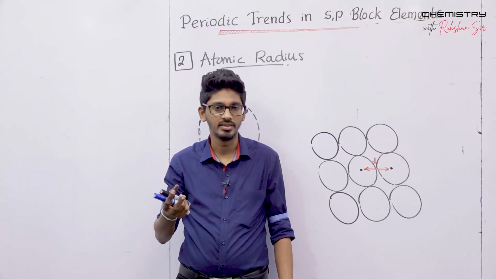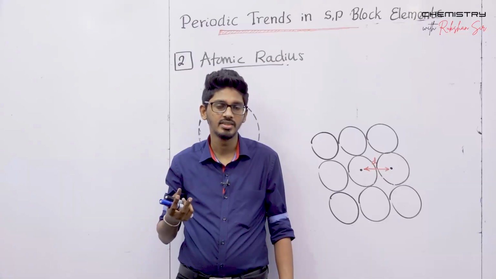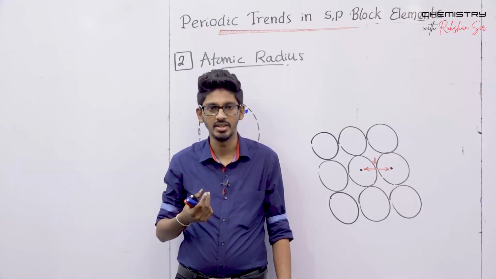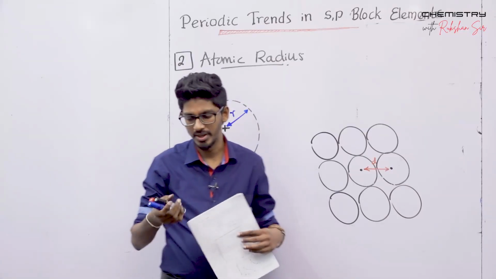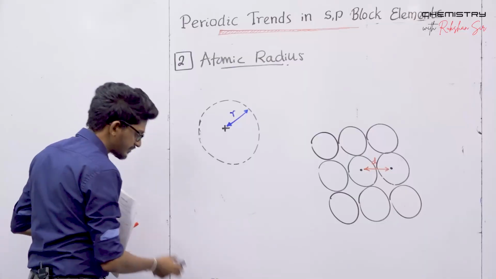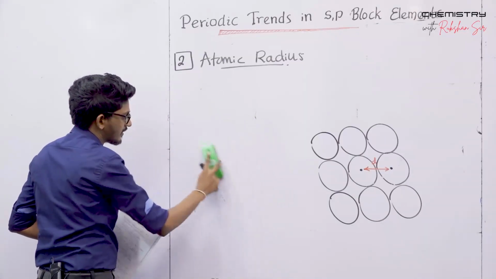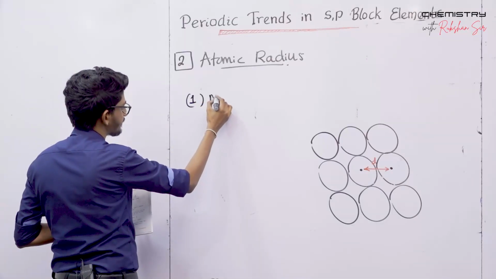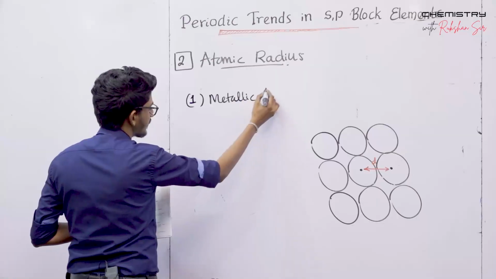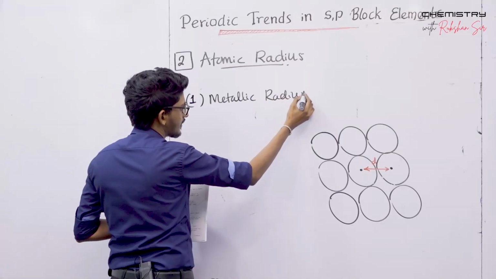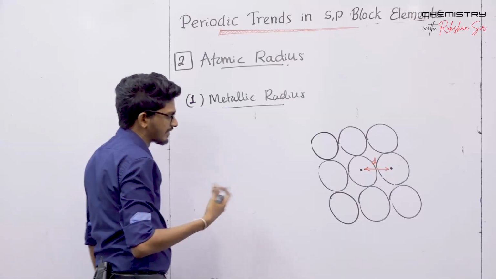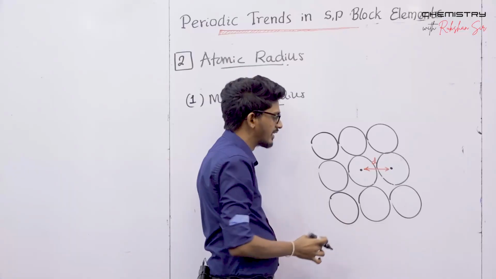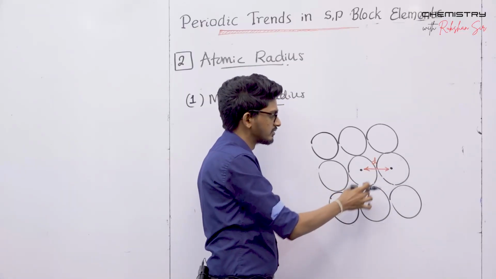But for metal atoms, we go for the metallic radius, right? Directly from that, we can come up with the radii of the metallic atoms. So first, we'll discuss the concept of metallic radius, number one, under the atomic radius. As I defined, take the distance between two metal atoms in your metallic lattice and take half of that value. That will give you the metallic radius.